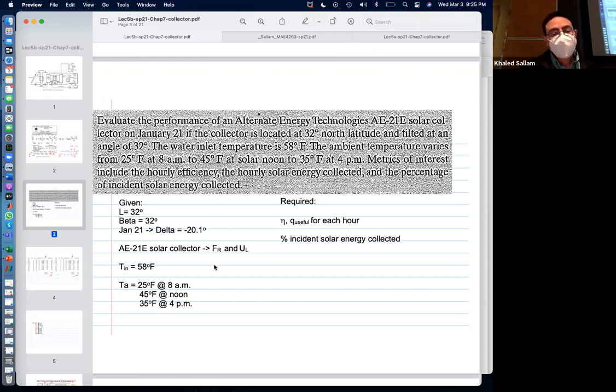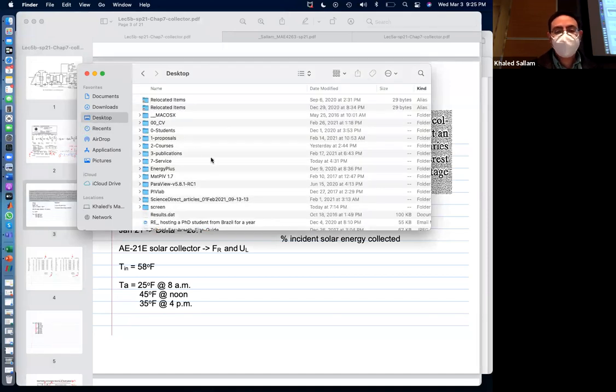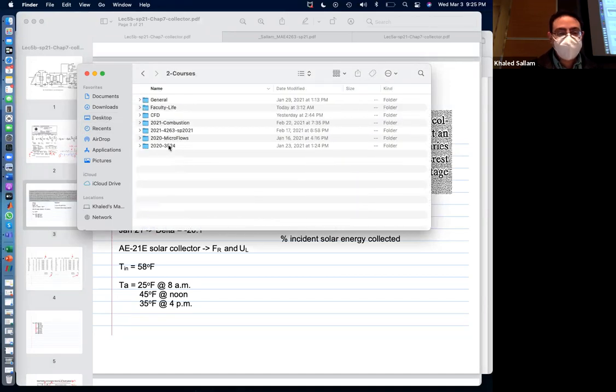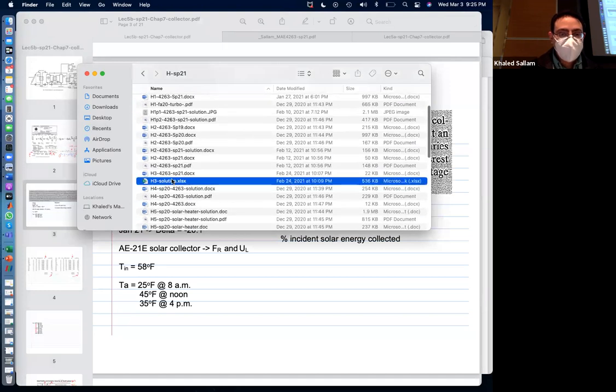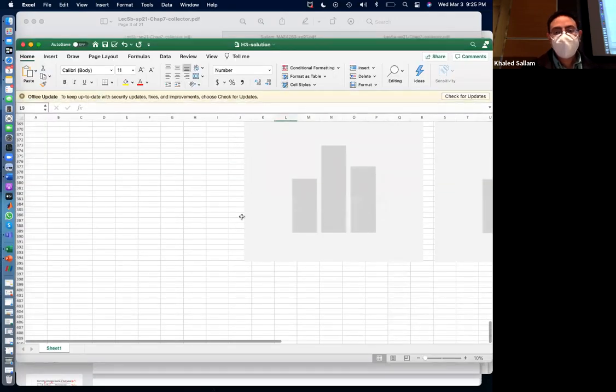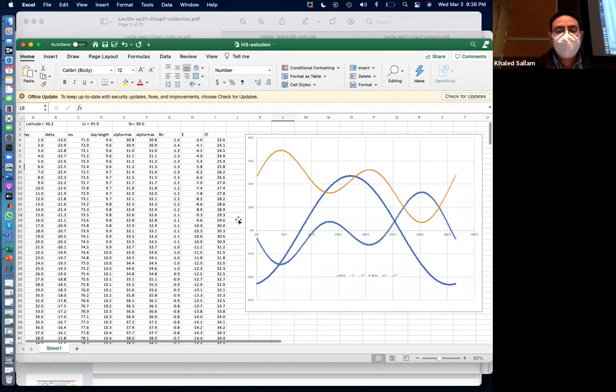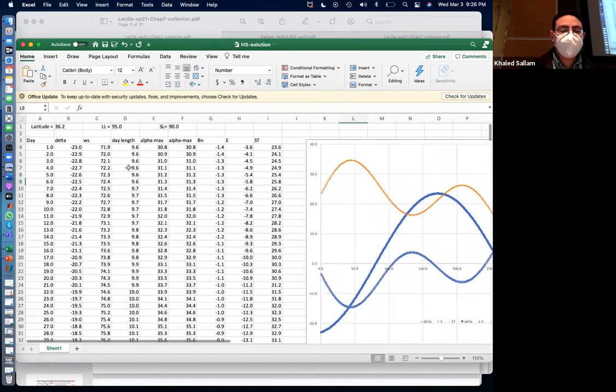Okay, so what's given? The location, latitude, the tilt angle, the day. This is January 21st. Delta is... By the way, actually, we didn't really discuss the homework, and we need that homework equation for this project too. So, any question about the equation in the homework?